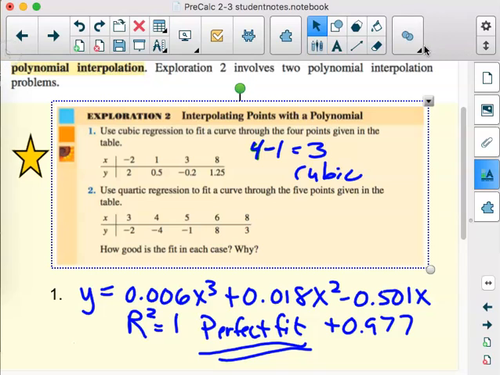So now, when I went into Stats Edit earlier, you saw I already have the other numbers in here for the quartic regression as well. You might want to go ahead and punch those in quickly while I'm switching screens here. But this one has 1, 2, 3, 4, 5 points. 5 minus 1 is 4. A quartic should be a perfect fit.